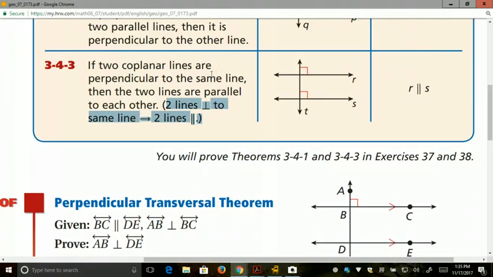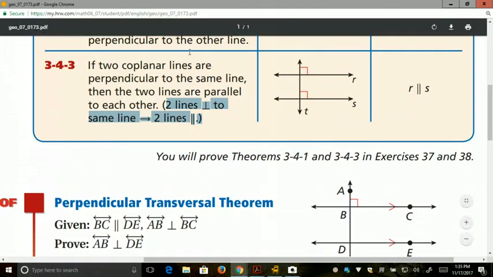By the way, coplanar is important because it's very possible to have a three-dimensional shape that has right angles, and then the two lines aren't parallel. They may actually be skew. And we can show you what that looks like in class if you want to ask about it.